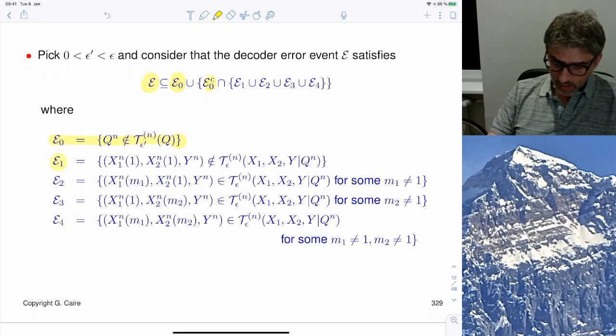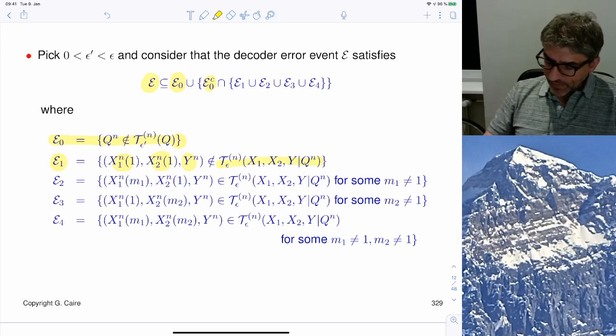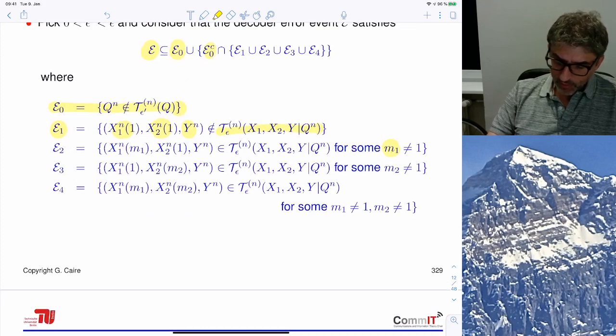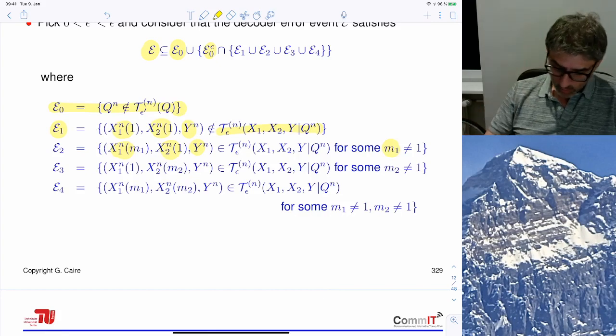event E1 is the event that the transmitted code words and the corresponding output are not jointly typical. E2 is the event that there exists some other message m1 different from 1. So this is the star in this table, such that there is another triple of vectors, so x1 of m1, x2 of 1, and y, that are jointly typical. So in this case, then, (1,1) is not the unique choice, because there is also (m1,1). And so the decoder makes a mistake.